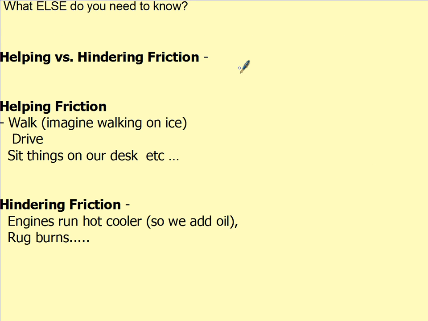Now, there's helping friction, and there's hindering friction. Helping friction is friction we need in everyday life. If you're walking on ice and you don't have any friction, you will find very quickly that you needed friction. So there's always friction when you're walking or driving or sitting.